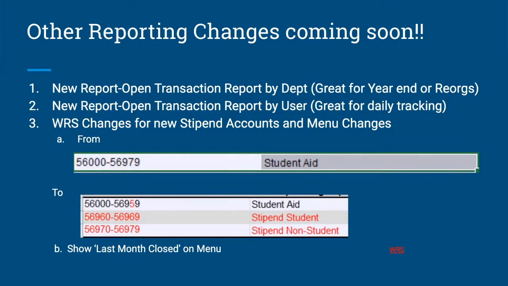Other changes coming soon. Since we did the open transactions report by project, I challenged my team: why are we just doing it by project? Why don't we do it also by department and by user? The department one will only be allowed to be run probably at the 4 and 6 digit level only. There's still talks about whether we'll allow 2 digits. I'm sure you can imagine why we can't allow 2 digits.